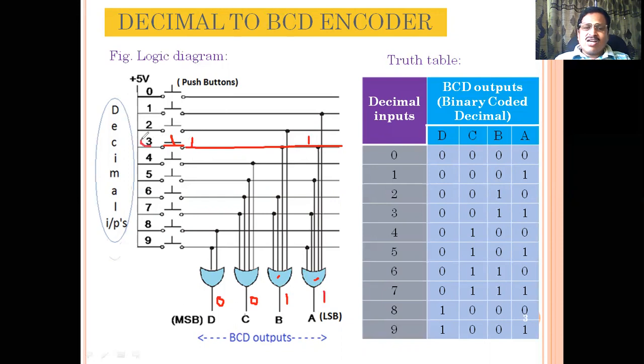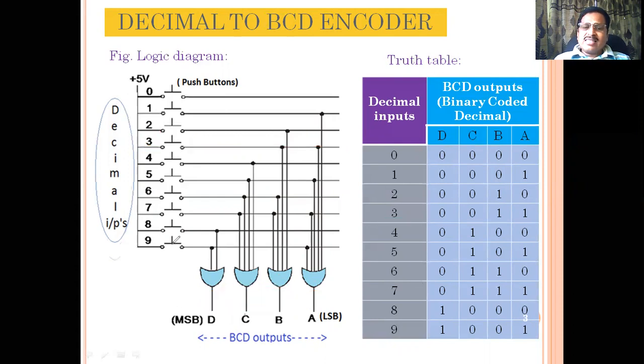Thus, in application of decimal 3 as an input, we will get the output of the OR gates as 0, 0, 1, 1. Thus, from the truth table, in this row, when decimal 3 is applied, the BCD code produced at the output is 0, 0, 1, 1. Let us try one more example for more clarification.